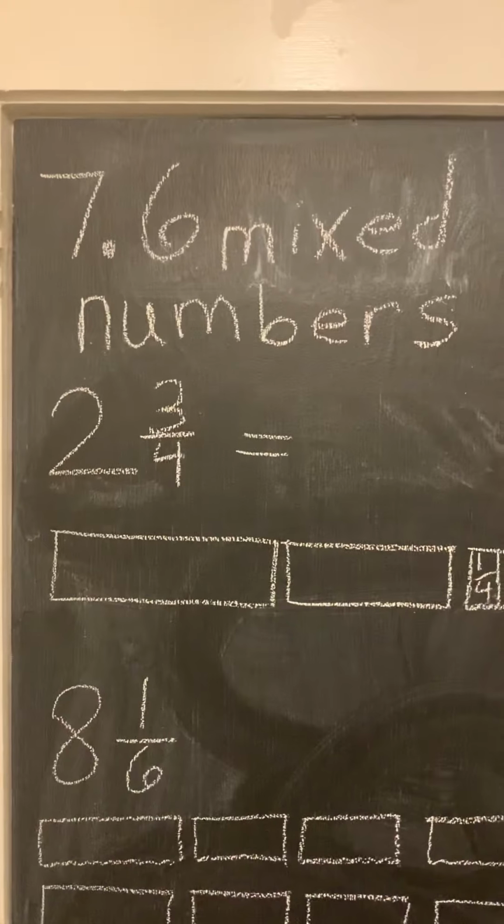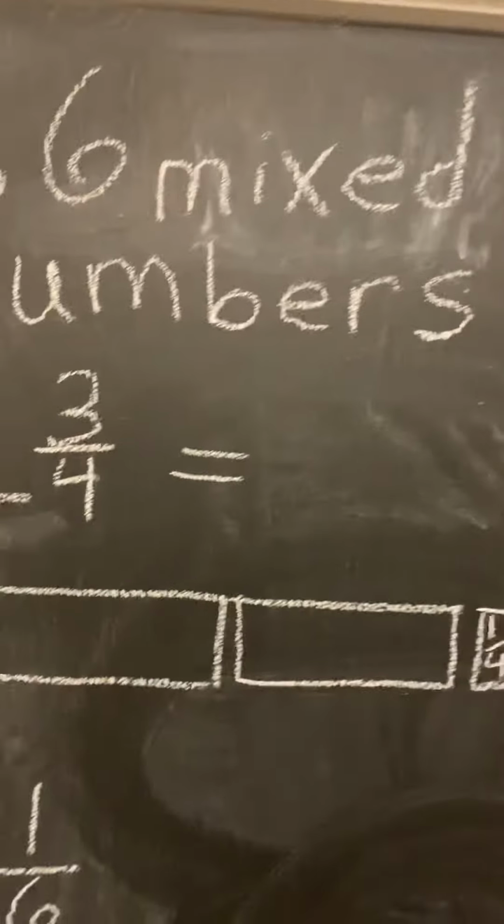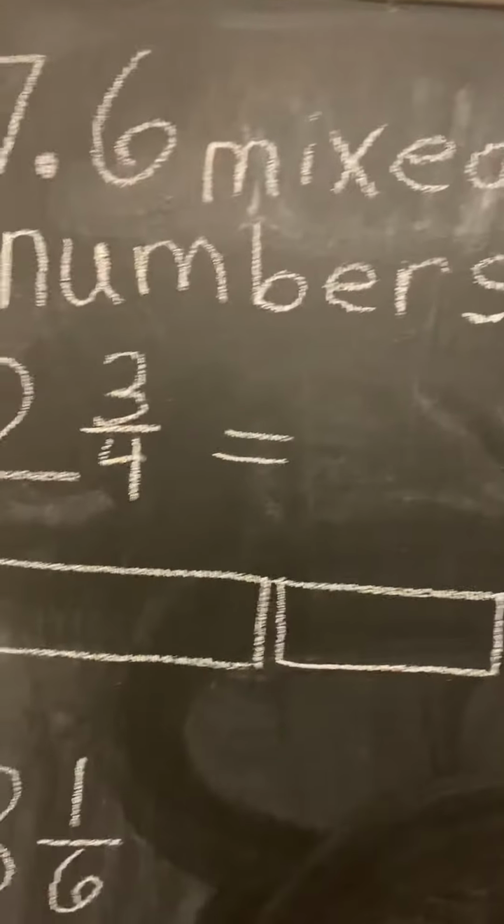All right, guys, 7.6 math. We're talking all about mixed numbers today. And if you remember, a mixed number is when we have a whole number and a fraction combined.